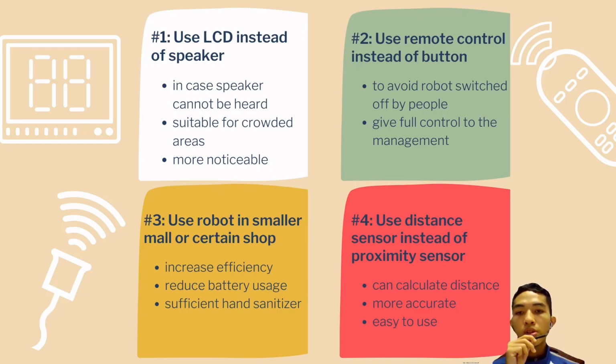This also will help reduce the battery usage, and the hand sanitizer brought by the robot will be sufficient for people around. And last, we suggest to use a distance sensor instead of a proximity sensor, because a distance sensor can calculate the distance from the robot to the user or object, and it's also more accurate and easier to use than the proximity sensor.